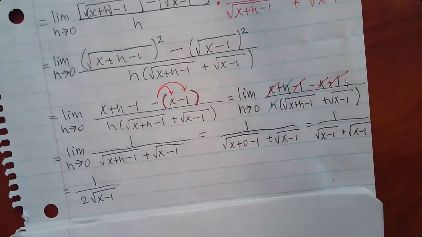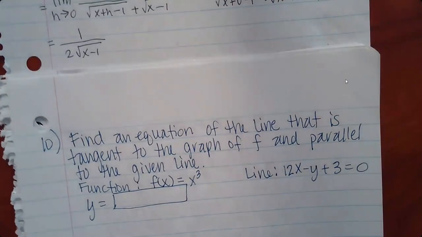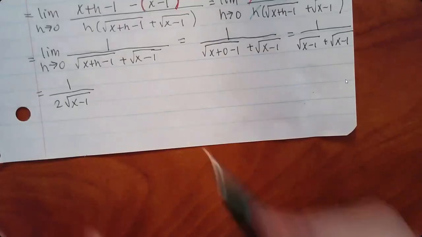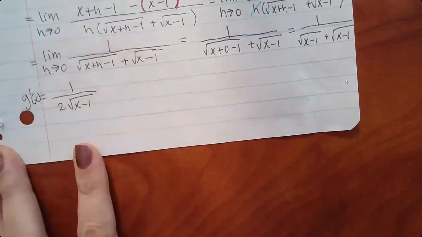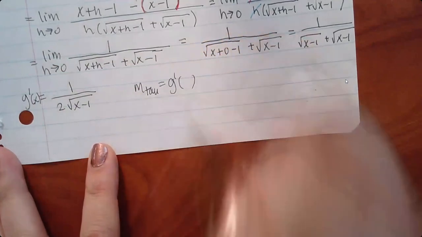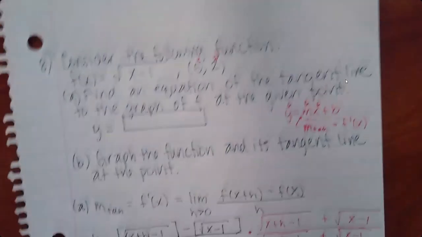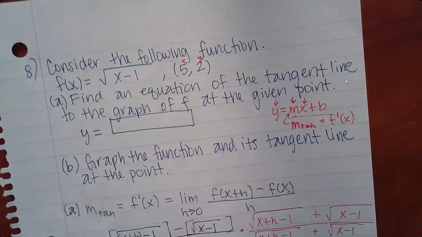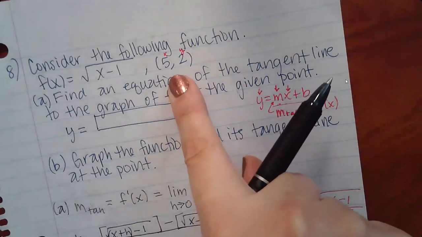Now, the last problem I have is number 10. This one, oh yes, we're not done, right? You're right, thank you. So what is this? This is G prime. So if I want to find M10, I have to find G prime of what number? It's up here. Five. It's the x value, right? Remember on the first page, we said that M10 is f of a specific x value. So I'm going to plug in my specific x value, which is 5.